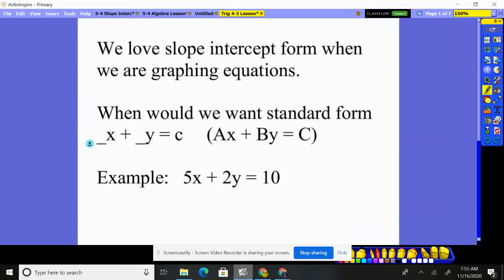All right, we love slope-intercept form for most equations because it's so easy to graph. So the question is, when would we ever want it in standard form? Remember, standard form is like 2x plus 7y equals c, or my example here, 5x plus 2y equals 10. We call the number in front the a value, the number right there the b value, and this number here our c value. So we do refer to them as the a, b, and c values.